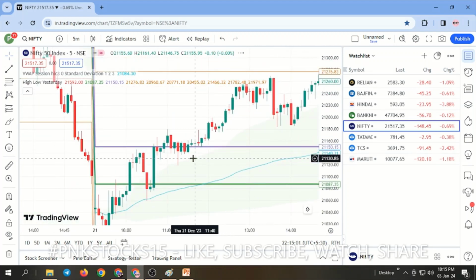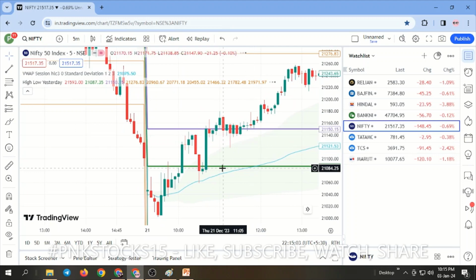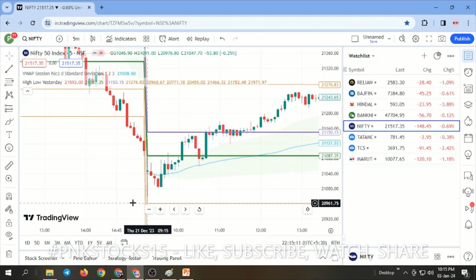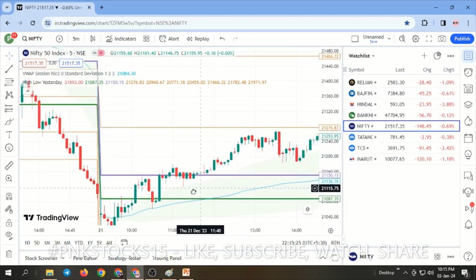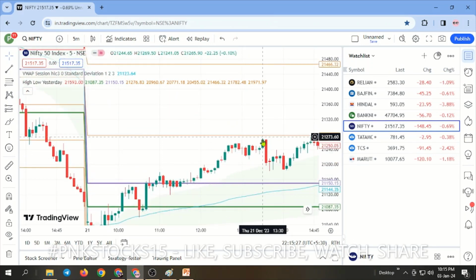See here, if you are entering at the station, this is the previous day low, we need to enter somewhere here, but prices moved down and our pivot point is here. This is a bullish engulfing kind of pattern. If you enter here, this is your exit. Again, a morning star kind of candle. Enter here, this is your SL. See the profit that you got.